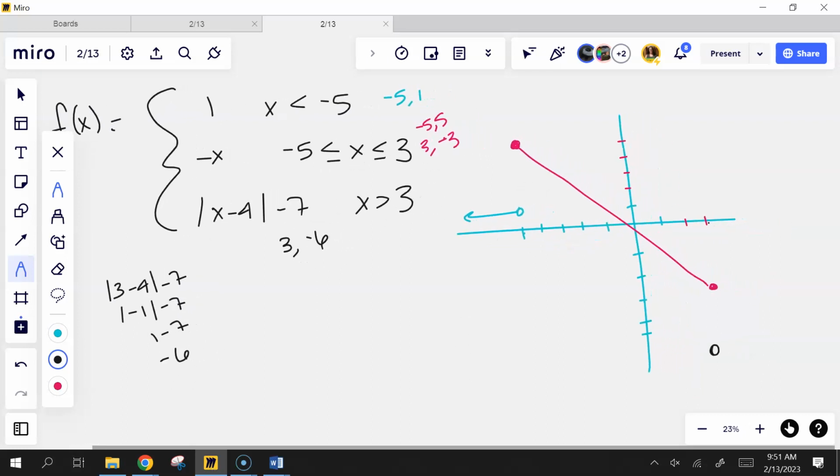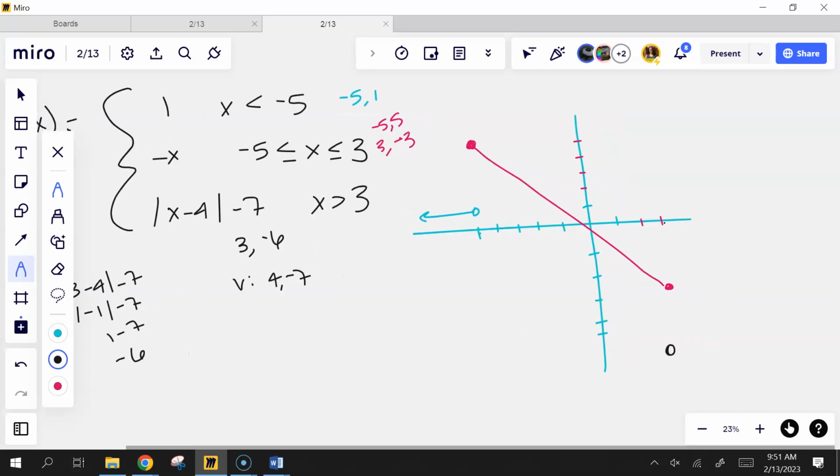Now, I need to check the vertex. What's the vertex of this absolute value? 4, -7. Is that 4 bigger than 3? Yes. So it's in my area here, and I need to include it. So I'm going to do 4, -7. Remember, that's my vertex, so that's where it's flipping over.